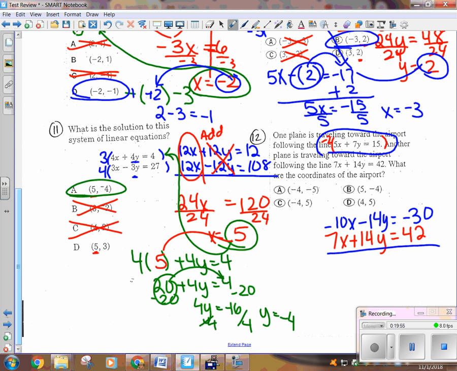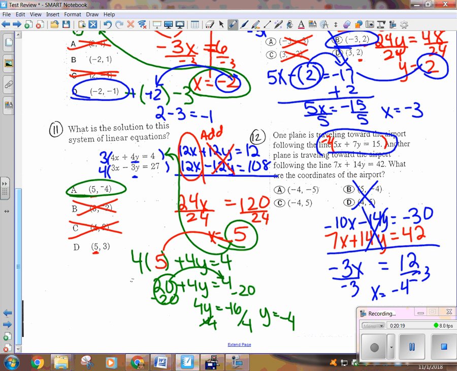Adding, remember, add your equations. Negative 10x added to 7x is negative 3x. Adding negative 14 and a positive 14 gives me 0, and adding negative 30 and 42 gives me positive 12. Divide by negative 3, negative 3. X turns out to be negative 4. I have two choices. A and C are negative 4, so I'm going to cross out B and D right away.